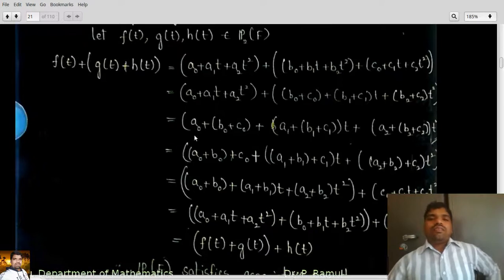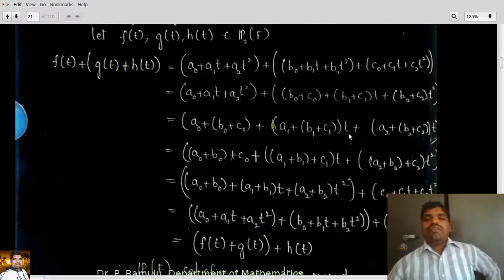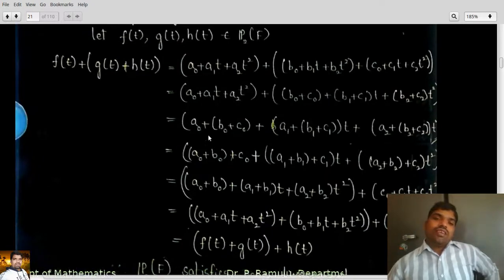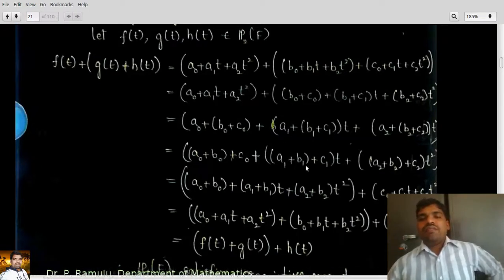Okay. Here, if I add this thing, what happens? a0 plus b0 plus c0, a1 plus b1 plus c1, here a2 plus b2 plus c2. Why? Because these a0, b0, c0 are elements of the field, and the field satisfies the associative property. a0 plus b0 plus c0 may be written as a0 plus b0 plus c0 with the grouping changed. Similarly, a1 plus b1 plus c1, it may be written with the grouping changed. Similarly, a2 plus b2 plus c2, it may be written with the grouping changed.